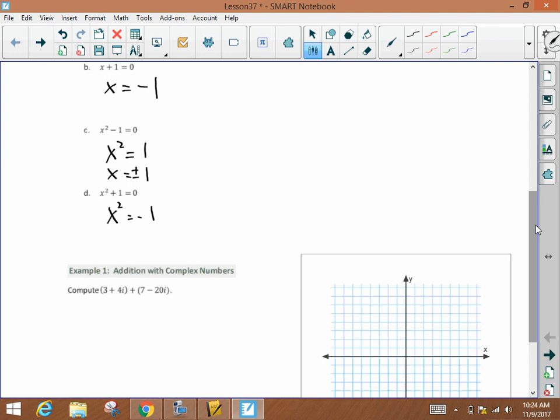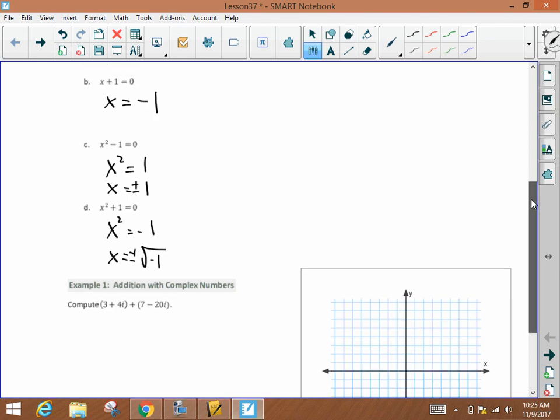Then we take the square root of both sides, and it is plus or minus the square root of negative 1. You put this into your calculator, and it tells you that there is an error. This is a non-real quantity. And that is true. There is no such thing as the square root of a negative number. But we are going to take care of it.